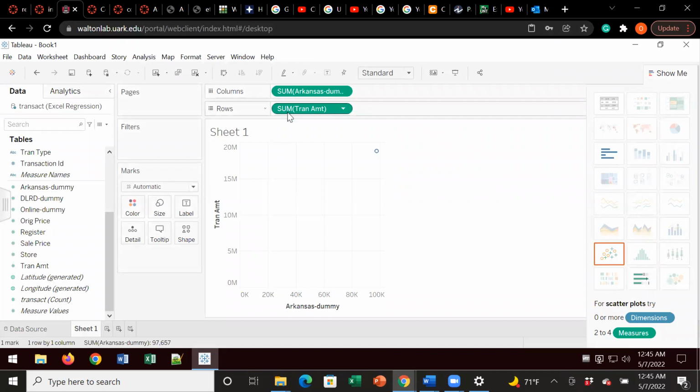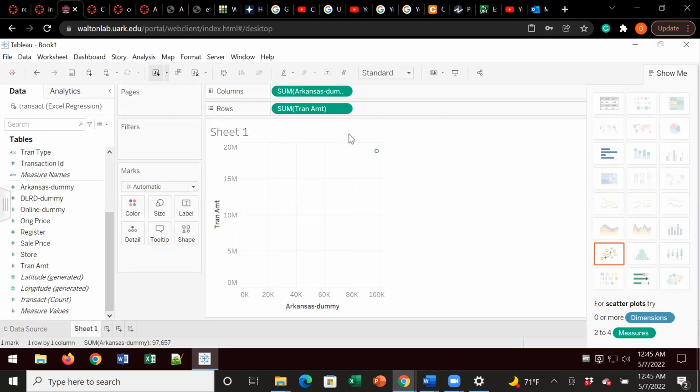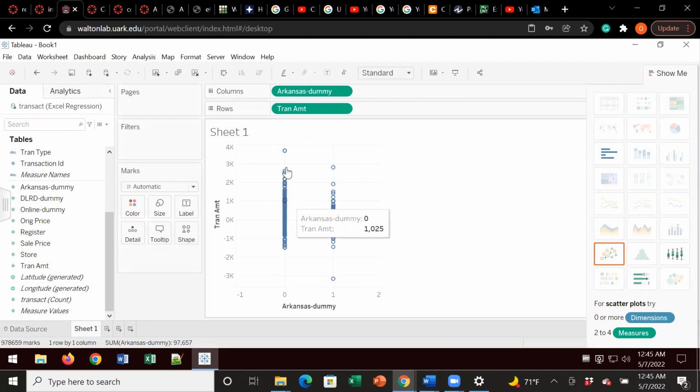So here we have the sum of each of these, and it's not what we want. So we're going to have to go to analysis and deselect aggregate measures. And there it goes. I should update this to not be the sum. What this is here is 0 and 1. Basically this is saying that these data points are not Arkansas, and these data points are from Arkansas. There are so many data points or transactions that it essentially makes a whole straight line. And same as here, but in a smaller scale.